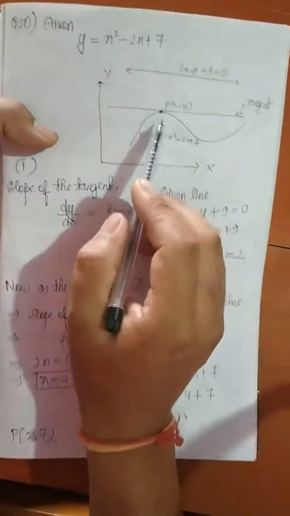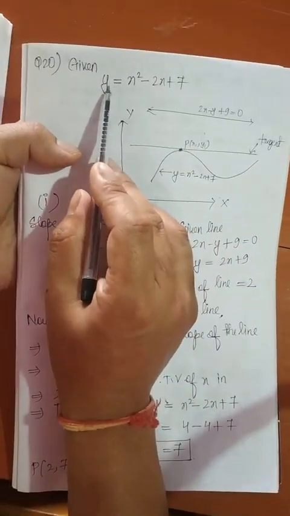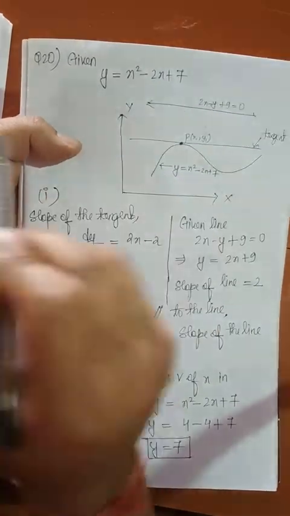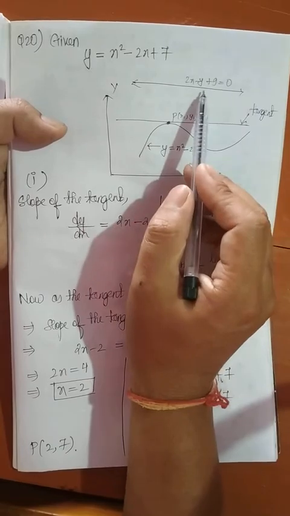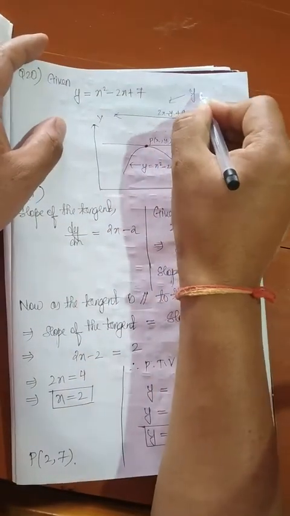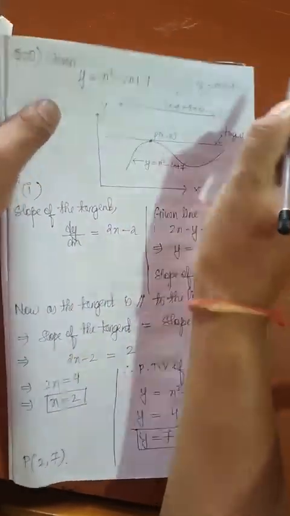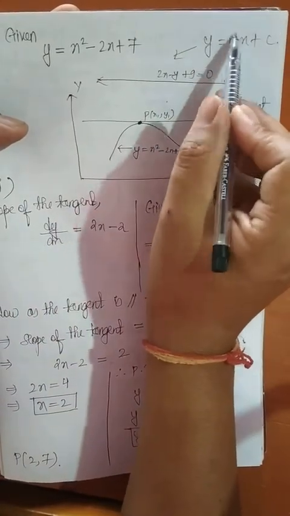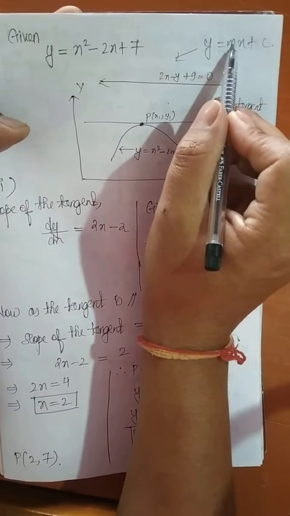Now how will I find the slope of tangent? Differentiate, not a problem. Differentiate with x, I'll get the value for dy by dx. How will I find the slope of this line? Please make it into y equals to mx plus c form. We'll transfer this equation into y is equal to mx plus c form, from where we'll get the value for m. So that will give me the slope of line.